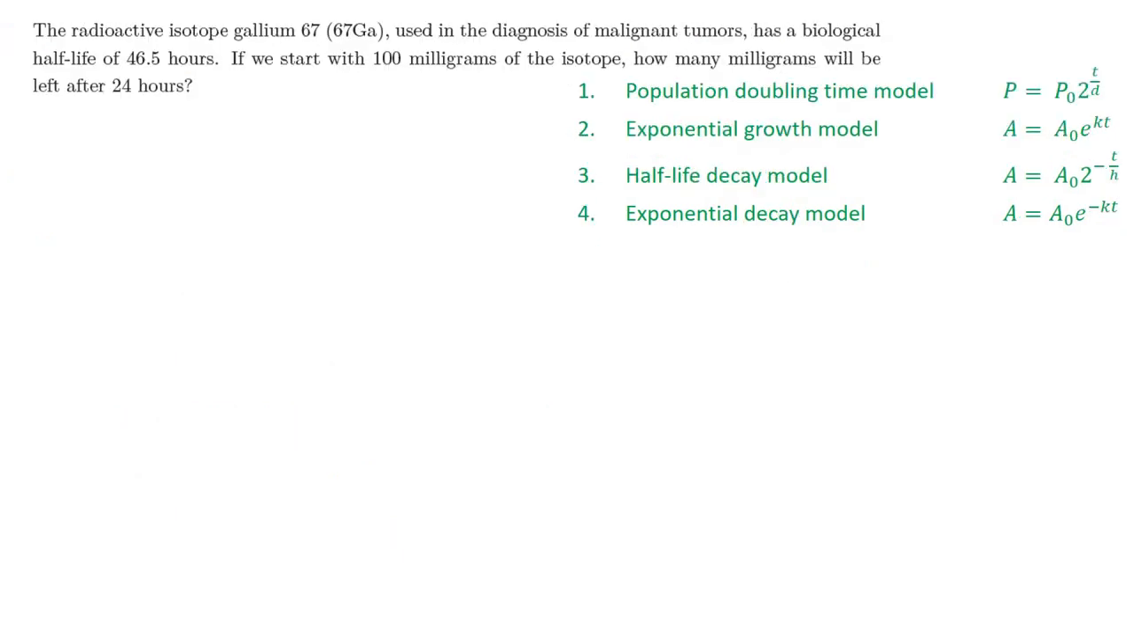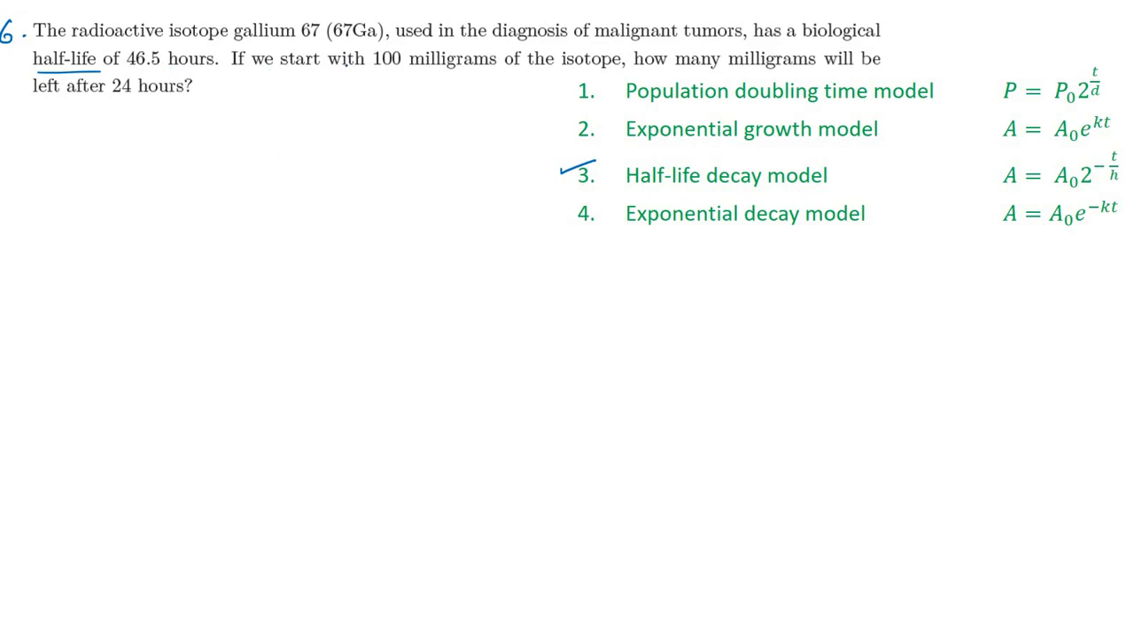Okay. Next problem, 6. The radioactive isotope gallium-67, this is the chemical name, 67Ga, used in the diagnosis of malignant tumors, has a biological half-life. See, it is easy to identify which model: half-life. Here, directly it is number 3. We will see, but read the problem completely.